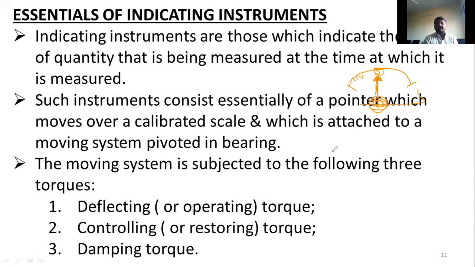The pointer moves over the calibrated scale, which is attached to the moving system, pivoted in bearings. Now some bearings are there. It is a rotating part. The pointer is moving from maximum to minimum, and minimum to maximum. Both are possible. When we give the supply to this, it is going to rotate and start to indicate the value. After removing the supply, will it come back to zero, or will it stay there?